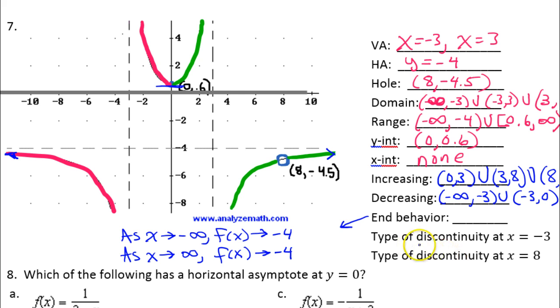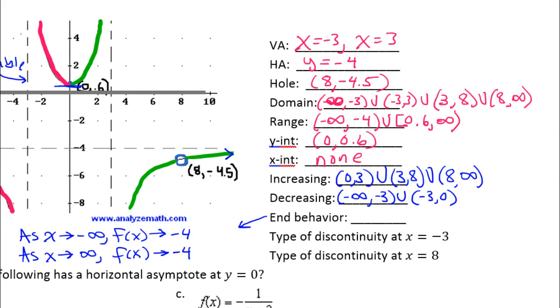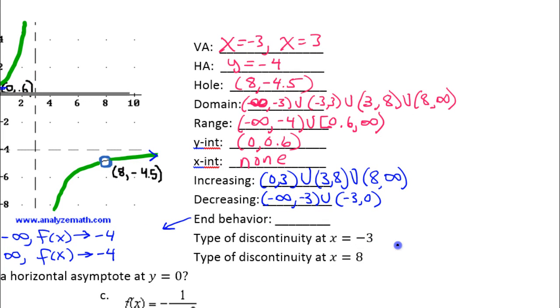Okay, what type of discontinuity is at negative 3? So look, just vocabulary-wise, we learned that an asymptote is called an infinite non-removable discontinuity. So that's what's happening at negative 3. You have an infinite non-removable discontinuity.